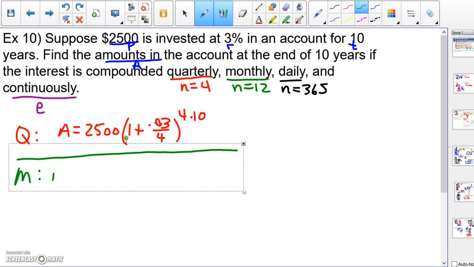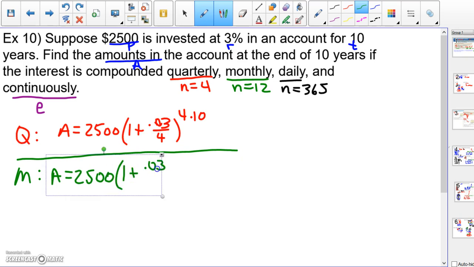Monthly. A equals 2,500 times 1 plus the same interest rate, but this time monthly is 12. So the interest is going to compound 12 times 10 years. If you notice, it's really the same formula, except quarterly, the exponent is going to be 40, and in monthly, the exponent is going to be 120. So that's telling you how many times the interest is going to compound.